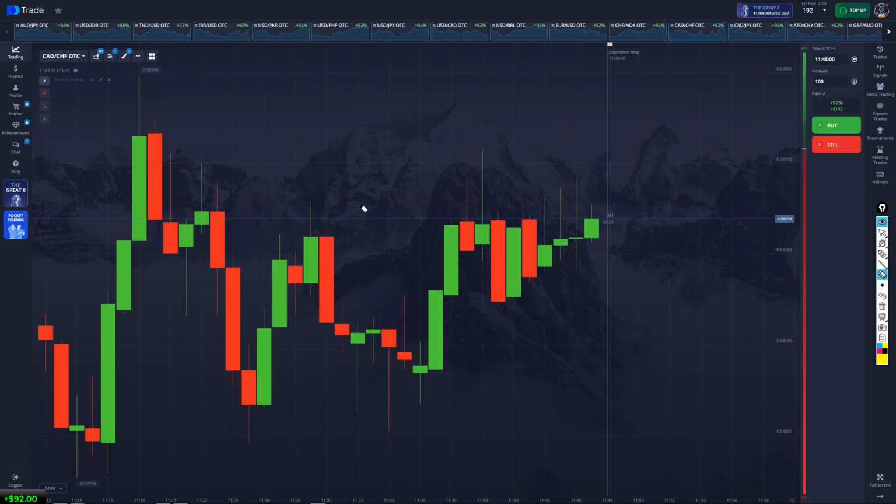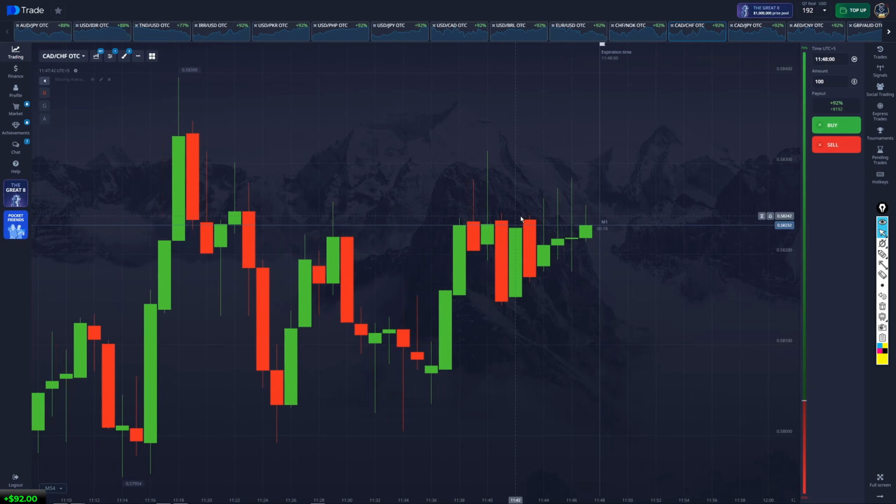So this was my first trade. Because previous two candles also were green, most likely this candle could give us the red one, and this adds to the strength of my trade, okay?